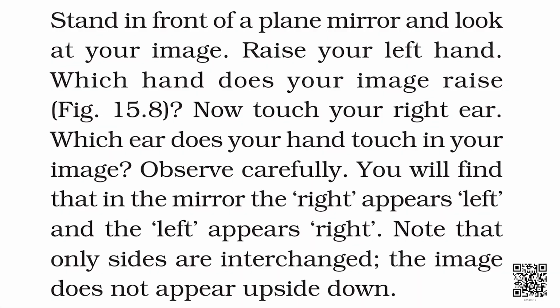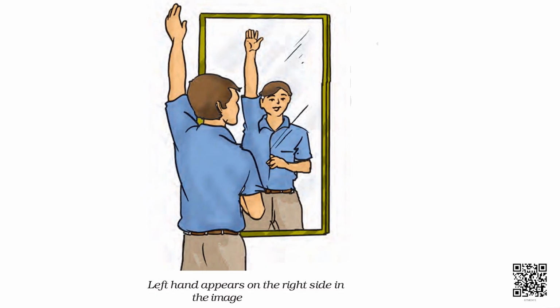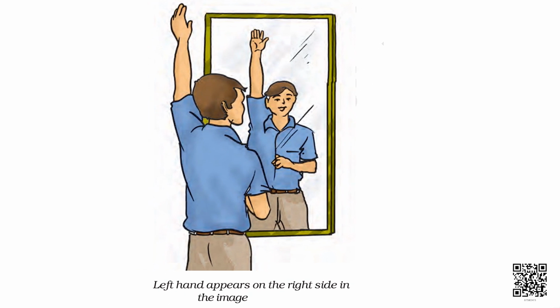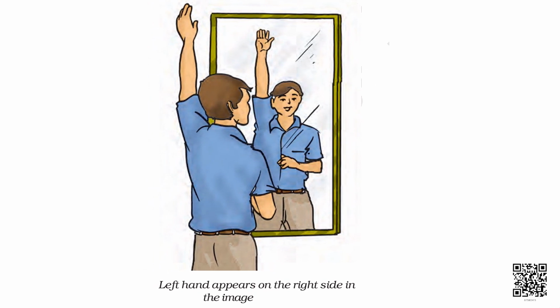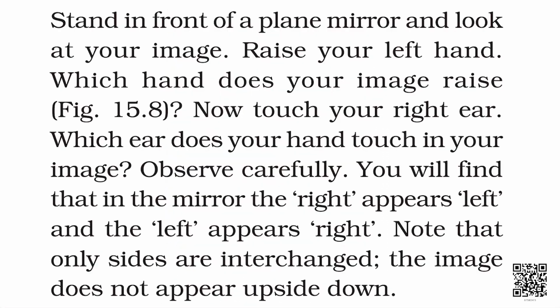Activity 15.4. Stand in front of a plane mirror and look at your image. Raise your left hand. Then we will see which hand your image raises. Then we will touch our right ear and observe the ear that our hand in the image is touching. We will observe carefully. We will find that in the mirror the right appears left and the left appears right. We will note that only the sides are interchanged. The image does not appear upside down.